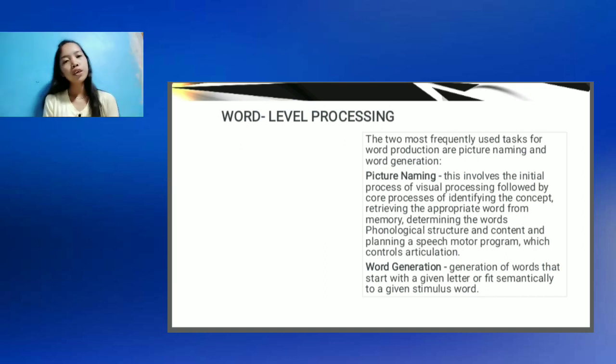Next is picture naming. This involves the initial process of visual processing, followed by core processes of identifying the concept, retrieving the appropriate word from memory, determining the word's phonological structure and content, and planning a speech motor program which controls articulation. Example of this is when you see this picture. From seeing this, it may make us utter the word banana.